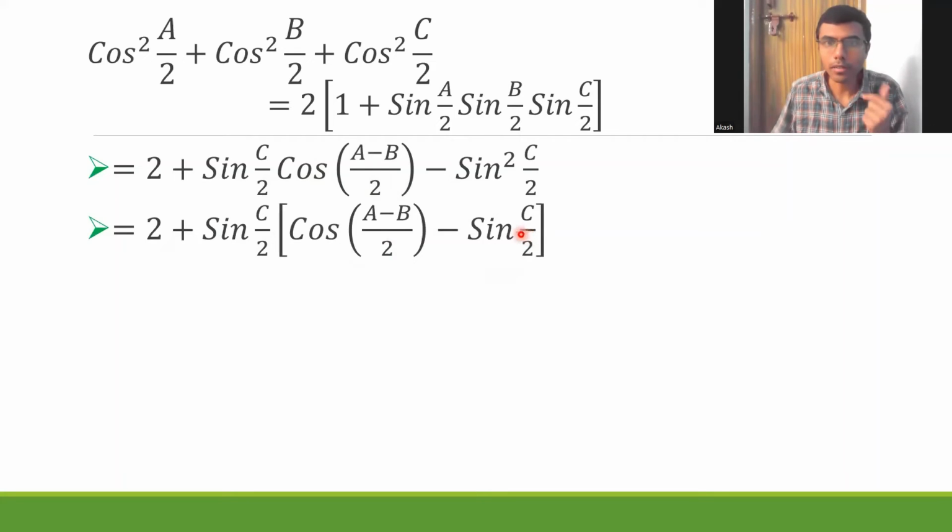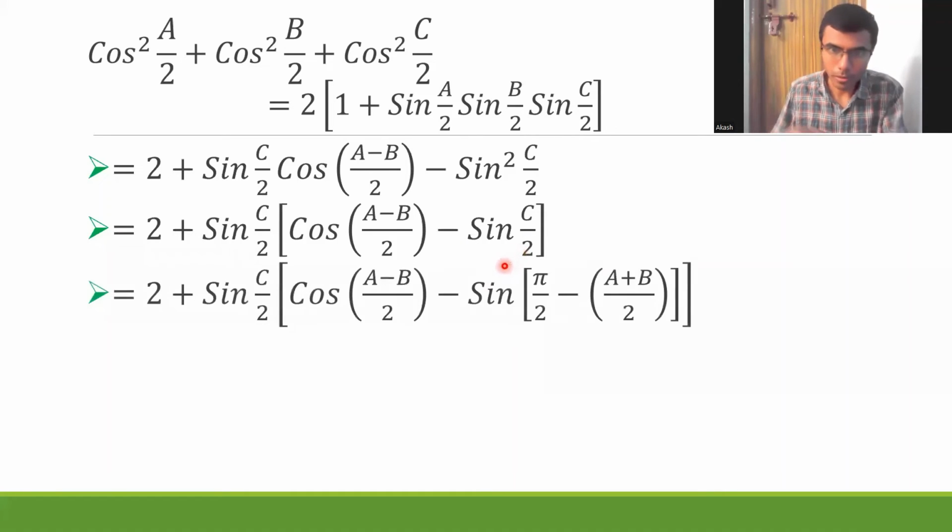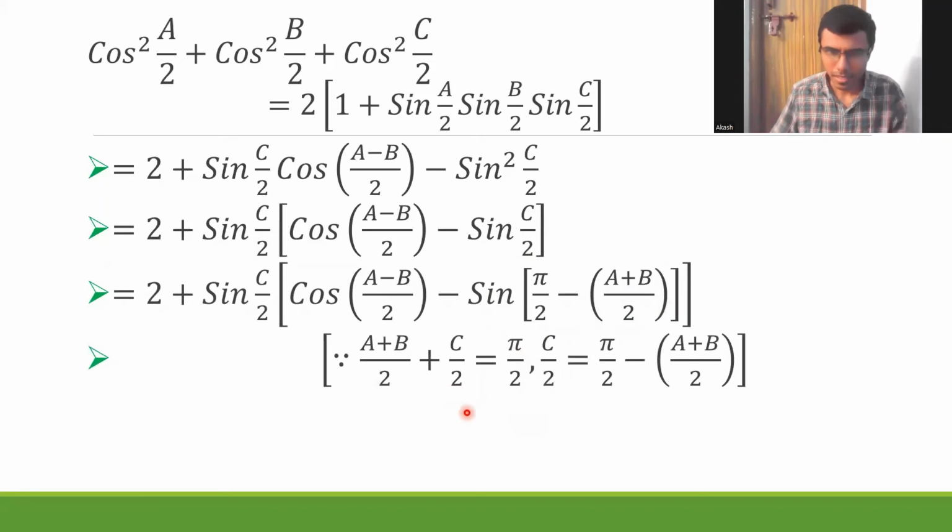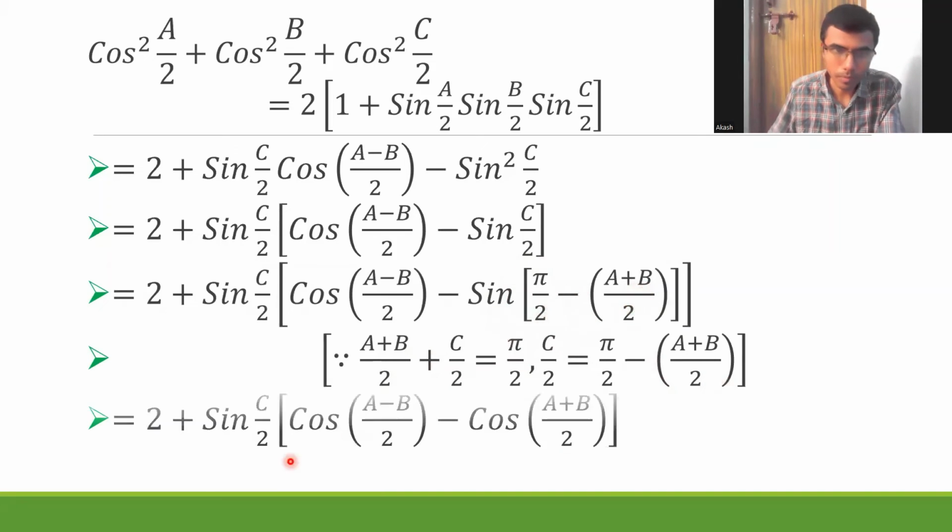Now what I need is to convert this into something in terms of A and B. If you remember, at the beginning I wrote A plus B by 2 plus C by 2 is nothing but equal to pi by 2. So the C by 2 I can write as pi by 2 minus of A plus B by 2. See, the basic reason which I kept using: A plus B by 2 plus C by 2 is pi by 2, so C by 2 is nothing but pi by 2 minus of A plus B by 2. So what is sine of pi by 2 minus theta? It's cos theta. So this would be nothing but cos of A plus B by 2.